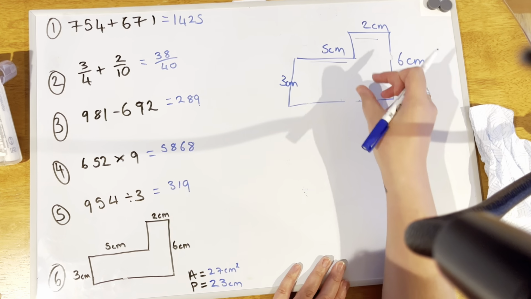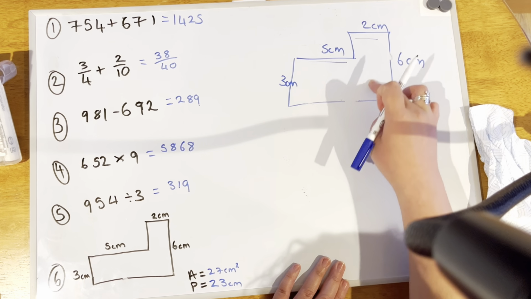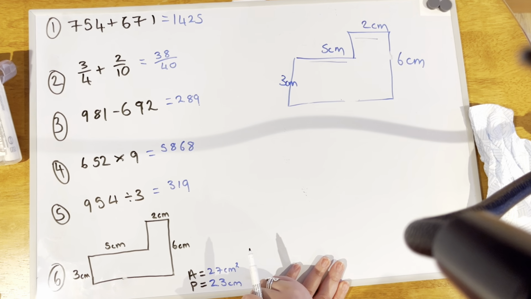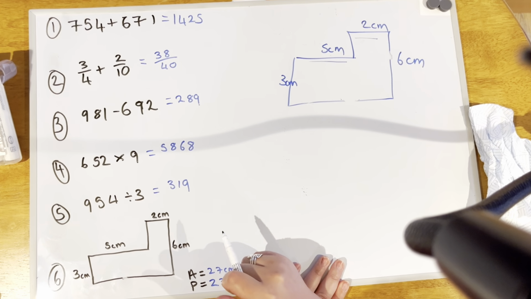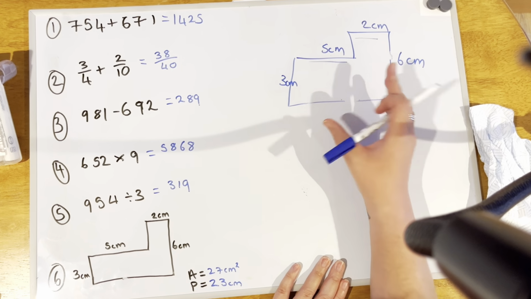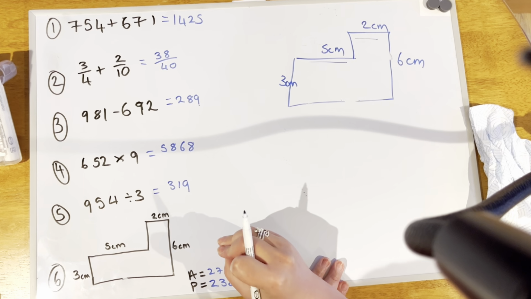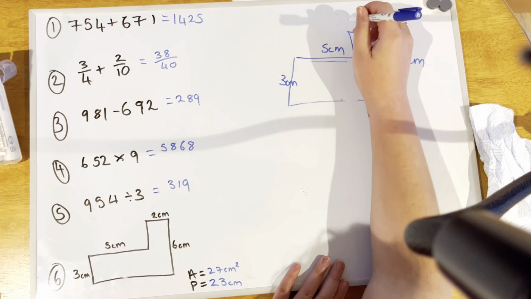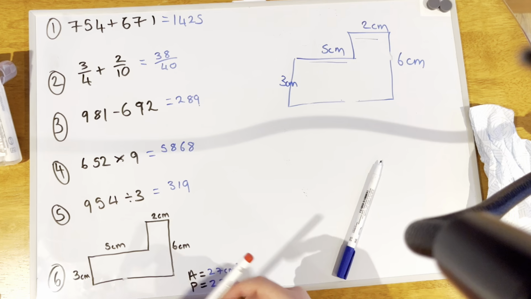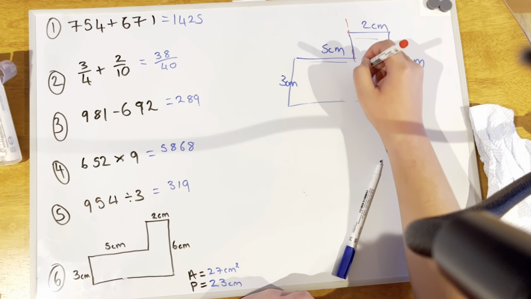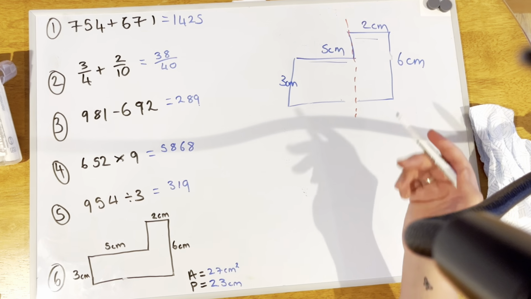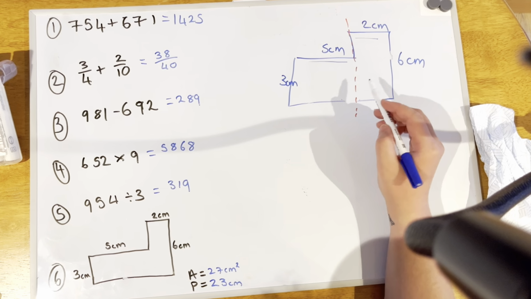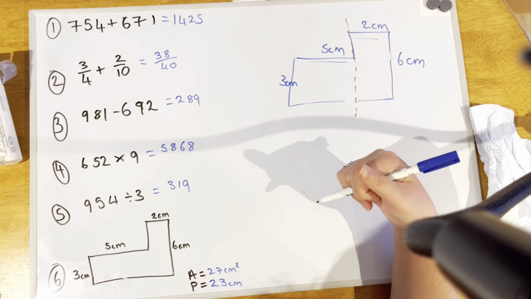The area is the shape inside. I want to find out how much is inside my shape here. The best way to do this is to chop my shape so that I can have 2 shapes to deal with and then add them together. So I'm going to chop my shape down here. I'm going to get a different colour just to show where I've chopped it. Okay, now remember to find the area I times the length and the width together.